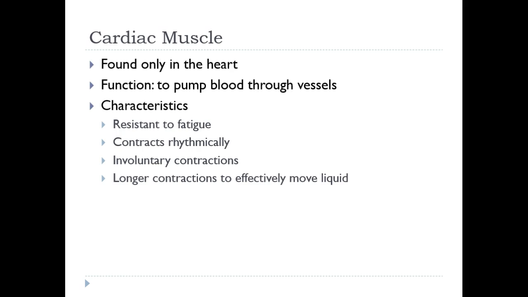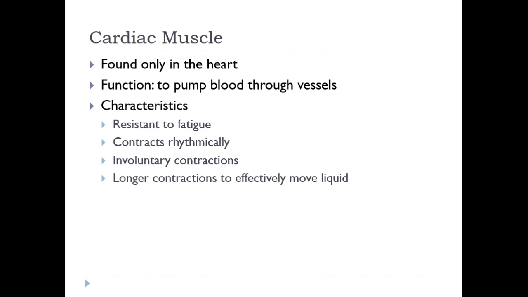So now that we've talked about muscles and what they do, let's talk about the three different types of muscles. We learned them for our first exam, but now let's talk about how they're a little different from each other. So cardiac muscle, it's found in the heart. Its function is to pump blood, and that's the only place you see cardiac muscle.